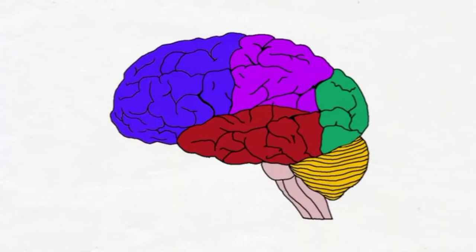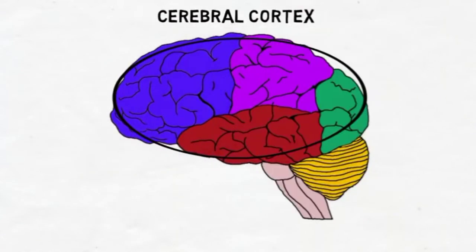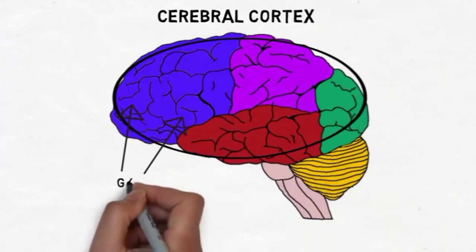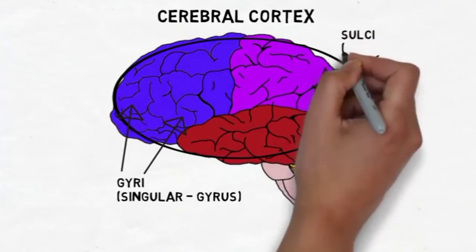The surface of the cerebral hemispheres is covered with a thick layer of brain tissue known as the cerebral cortex. The cerebral cortex is folded to create more surface area, forming these ridges, known as gyri, and grooves, known as sulci.